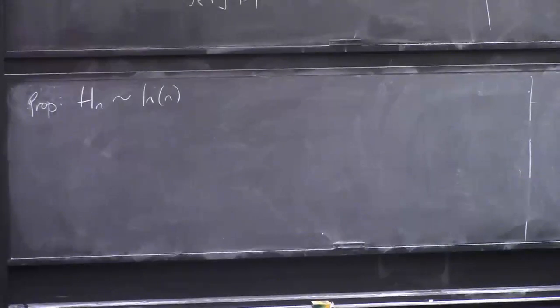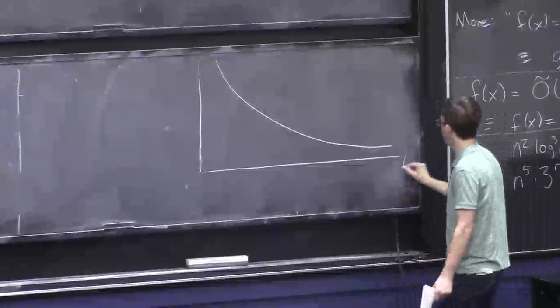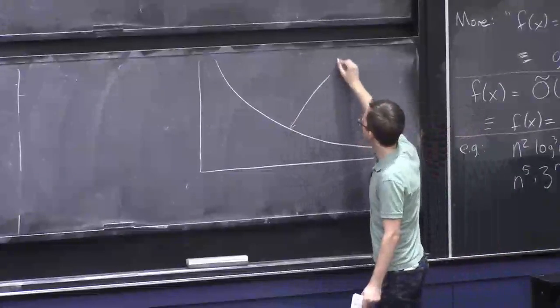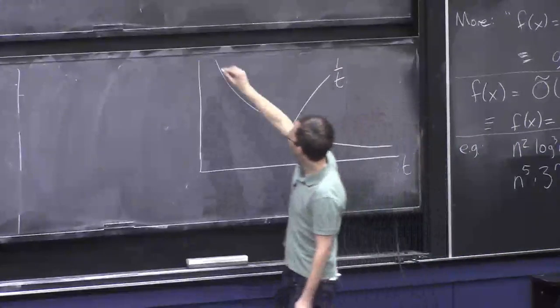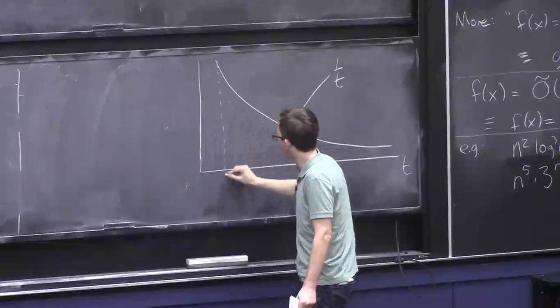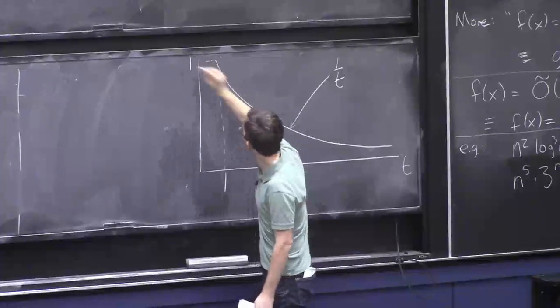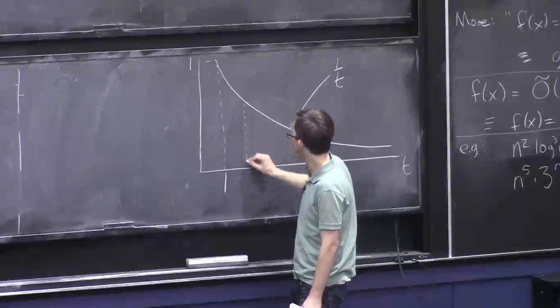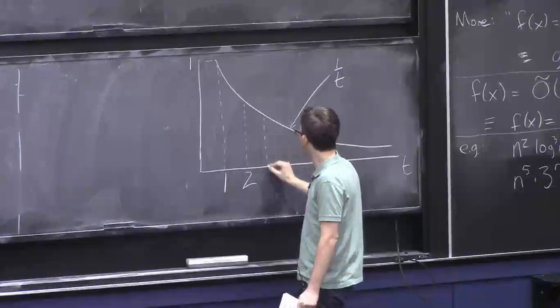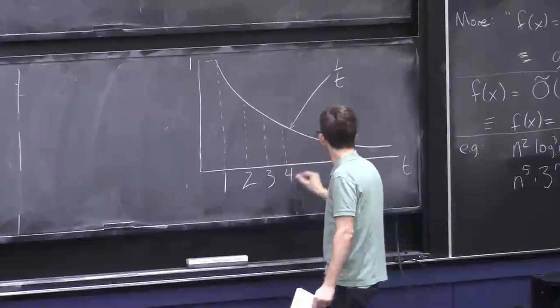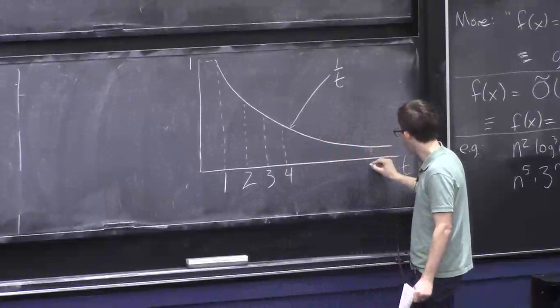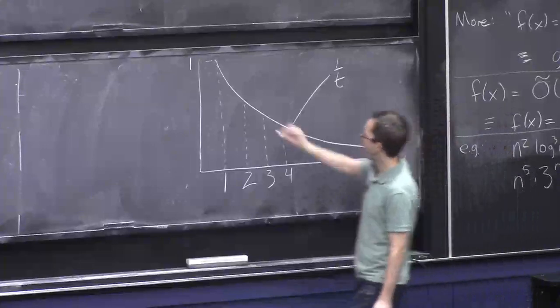So the function in our sum is the function 1 over t. Let me try to draw it. So this is the t-axis. This is the function 1 over t. This is 1. This is 1. Let's put 2 in. 2, 3, 4, n. And this is going to be a half.